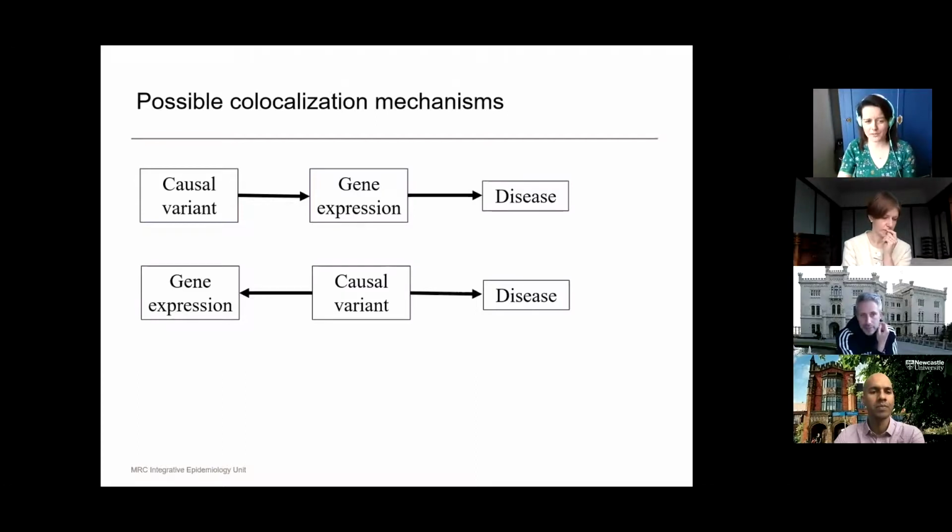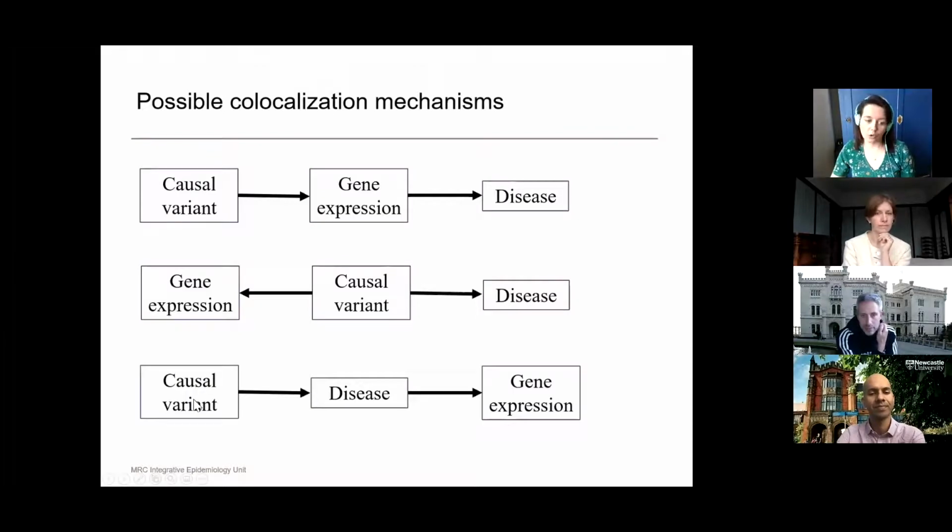However, there could be some other scenarios. The causal variant could be affecting gene expression, but also by some completely independent path could be affecting disease. Or the causal variant could by some path be affecting disease, and then the disease state itself might be affecting gene expression. So just because you see these things co-localized doesn't mean that they're causally related. So this one refers to pleiotropy and this one refers to causation.